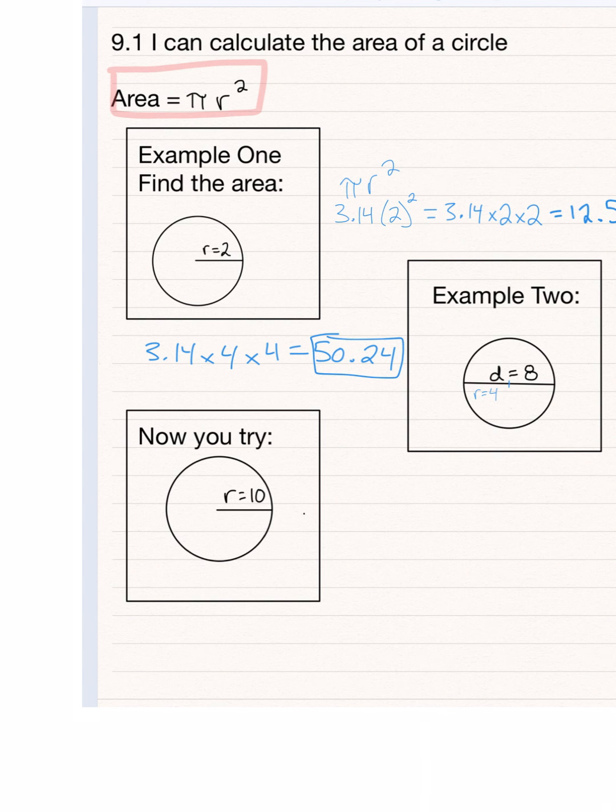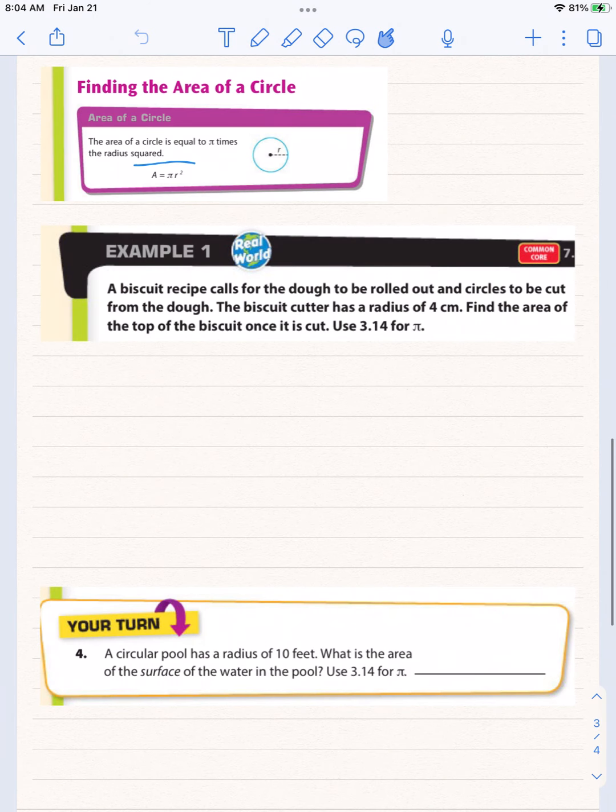All right, so the radius is 10. That means we plug in 10. 3.14 times 10 times 10. It's going to be 314 units squared. All right, here's that formula again. Area equals pi r squared. That is the main point of today. Hopefully that's what we can remember.